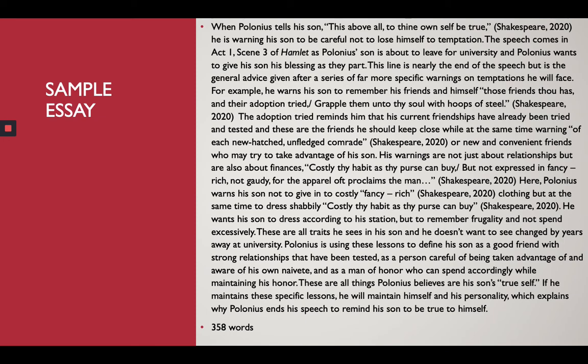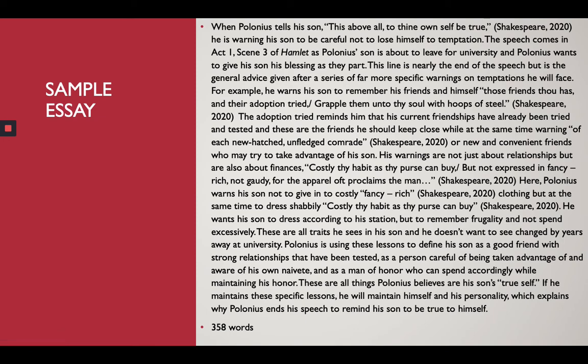But it's really important that we see, for example, great, I'm now going into evidence. For example, he warns his son to remember his friends and himself. Quote, "Those friends thou hast, and their adoption tried, grapple them unto thy soul with hoops of steel." Period. I missed the period here. I'd have to go back and fix that because it's in the wrong place. The adoption tried reminds him, so I should have also the adoption tried in quotes. I messed that one up. The adoption tried reminds him, I also should have him.